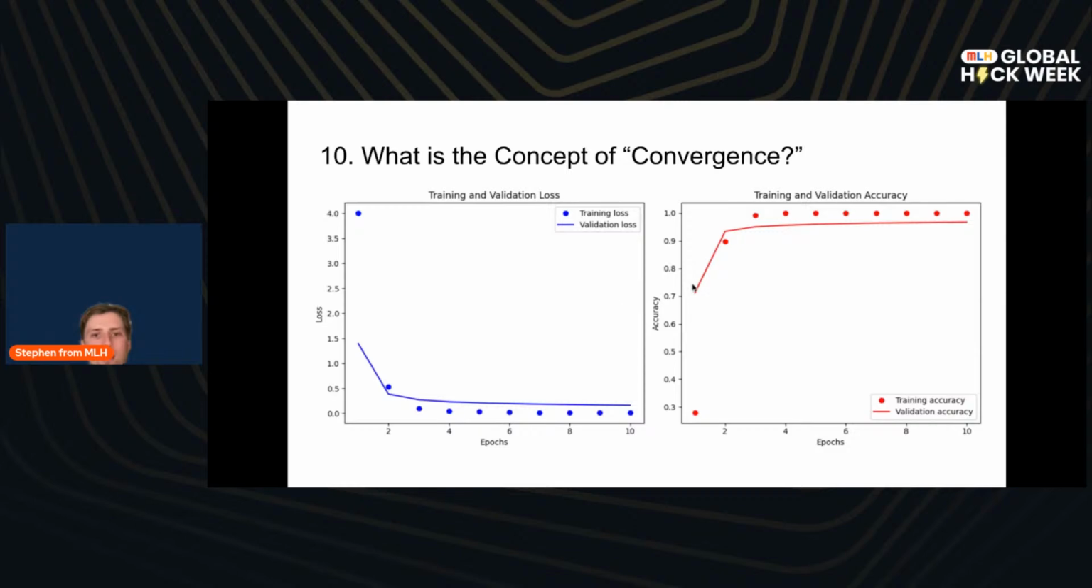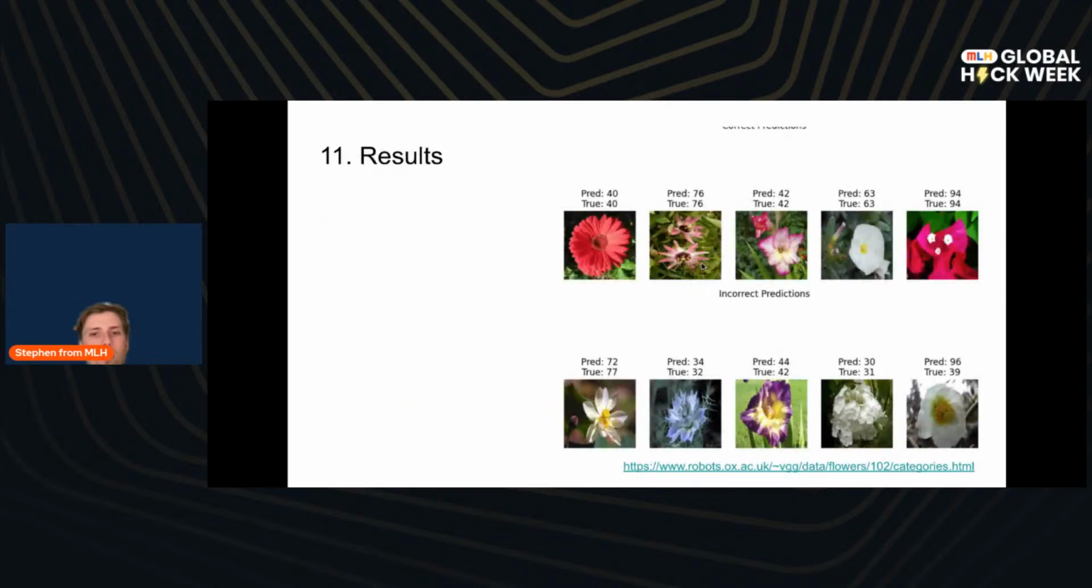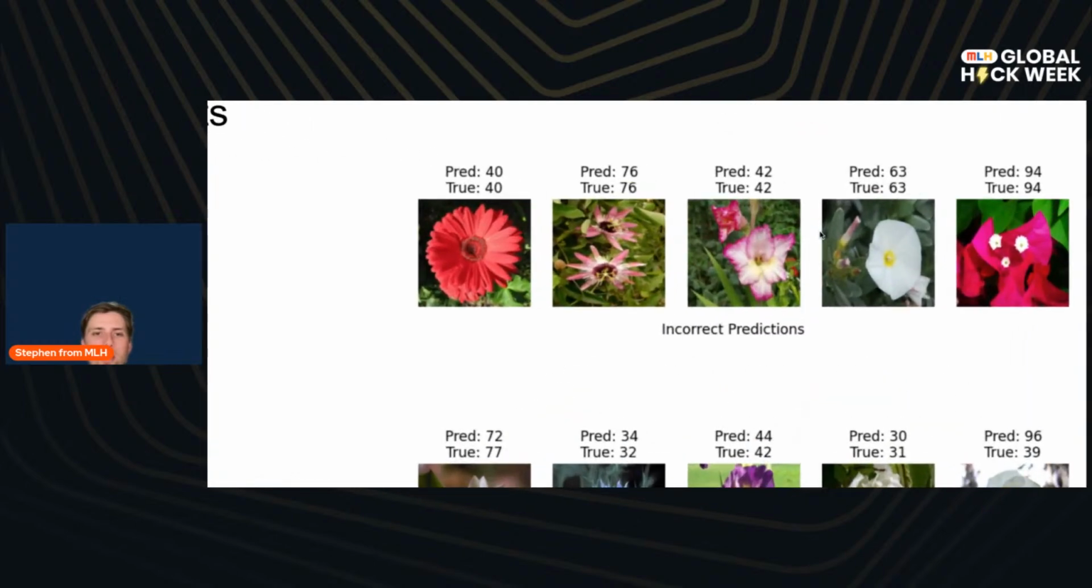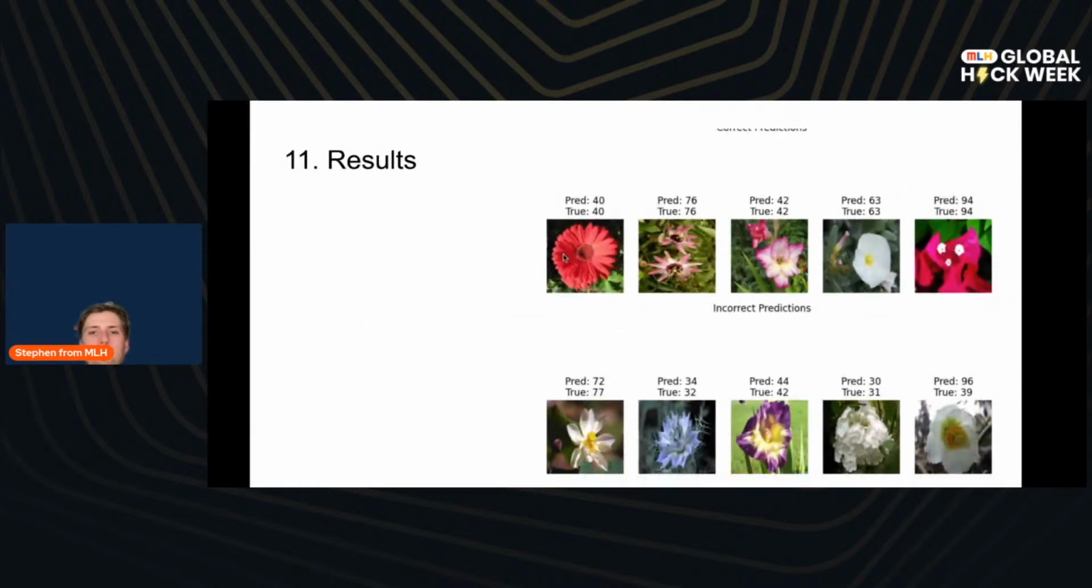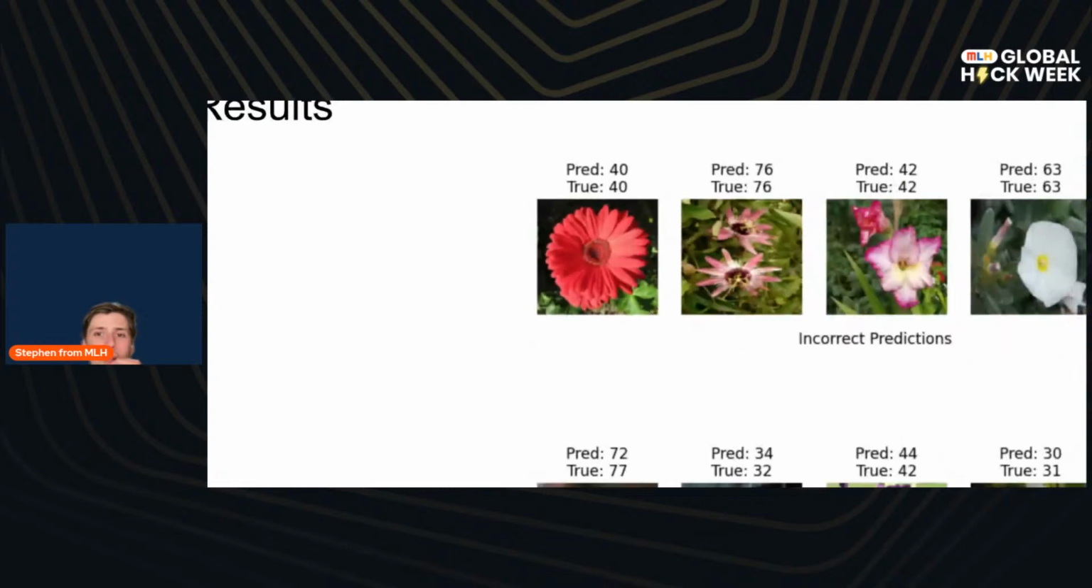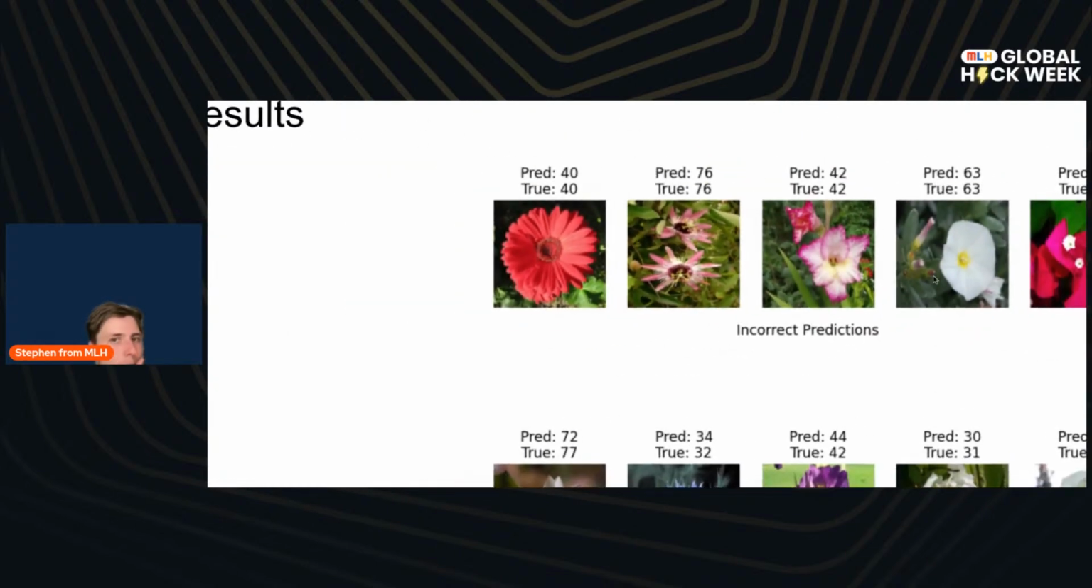Luckily, in this case, it's not too bad. But let's look at some results. Here are some correct predictions on the top, and some incorrect predictions on the bottom. It seems like the model does really well on pictures where the flower is basically head on. You see this first one is totally head on. The third one is head on, the fourth one. And also if the color is a really big contrast to the background, for example, this red one, the white one, the pink one.